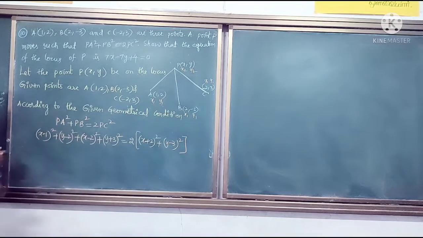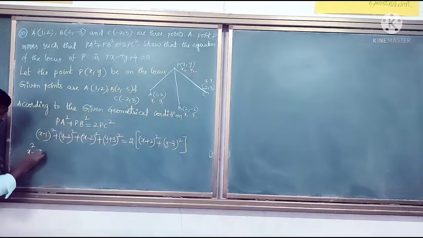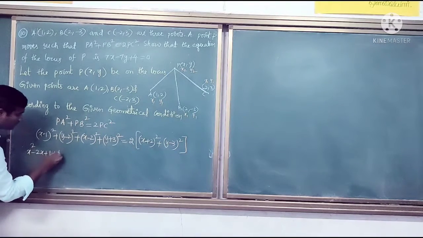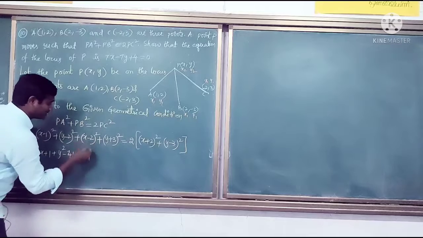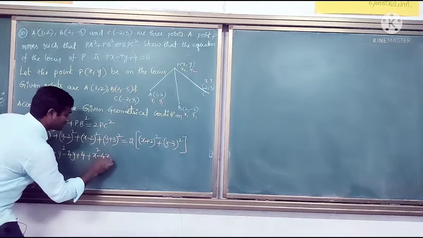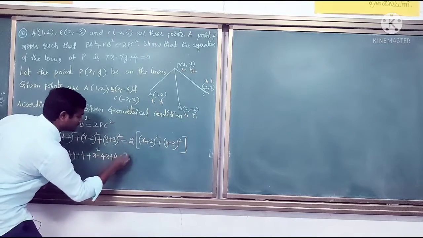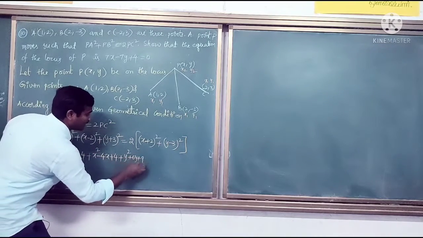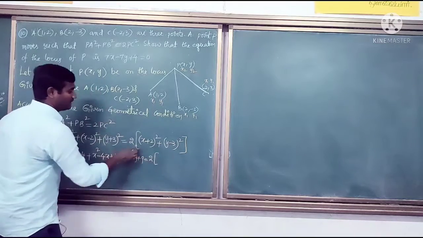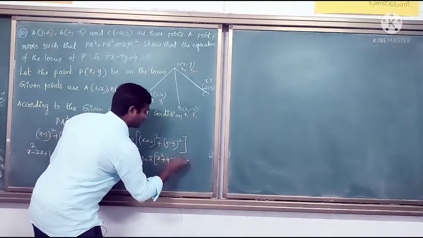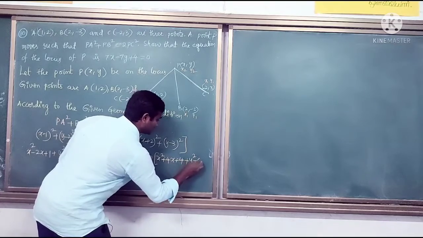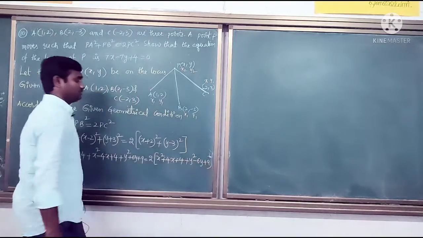So if you substitute, you will get like this. Now expand, according to (a+b)² and (a−b)². So (x² − 2x + 1) + (y² − 4y + 4) = 2[(x² + 4x + 4) + (y² + 6y + 9)]. Here x+2 whole square is x² + 4x + 4, and y−3 whole square is y² − 6y + 9.